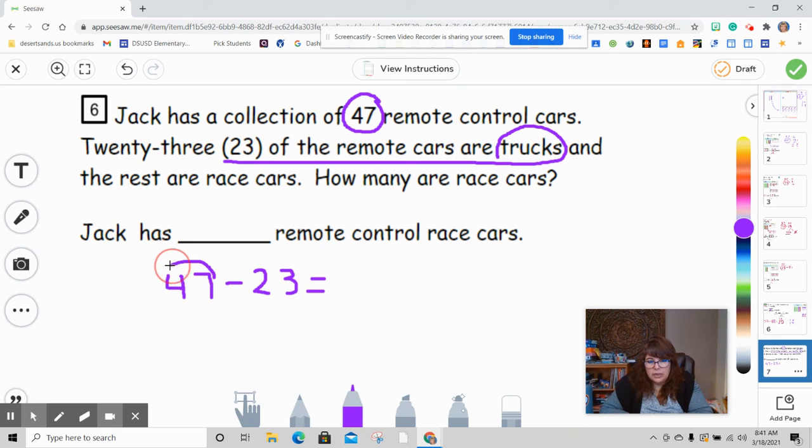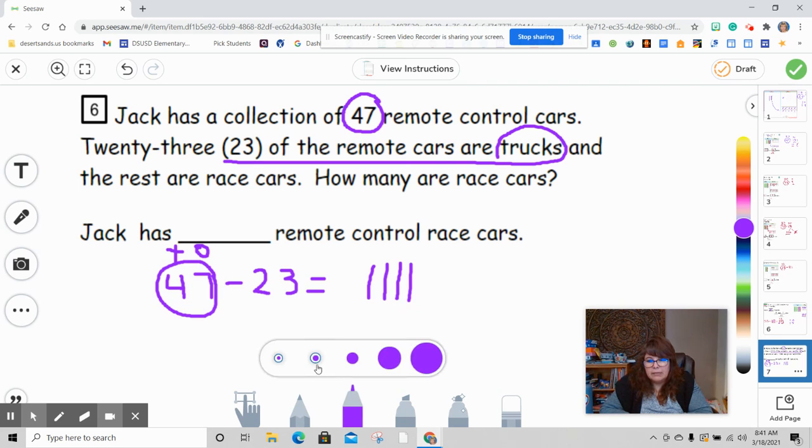So I'm going to circle 47. Remember, that's the one I'm going to circle. And I have two digits, so tens and ones. That means I'm going to draw 4 tens and 7 ones. 1, 2, 3, 4, 5, 6, and 7. Now I'm going to take away 2 tens and 3 ones because it has two digits. So let me take away the 3 ones first. Oh, I have enough. So I'm going to go 1, 2, and 3.